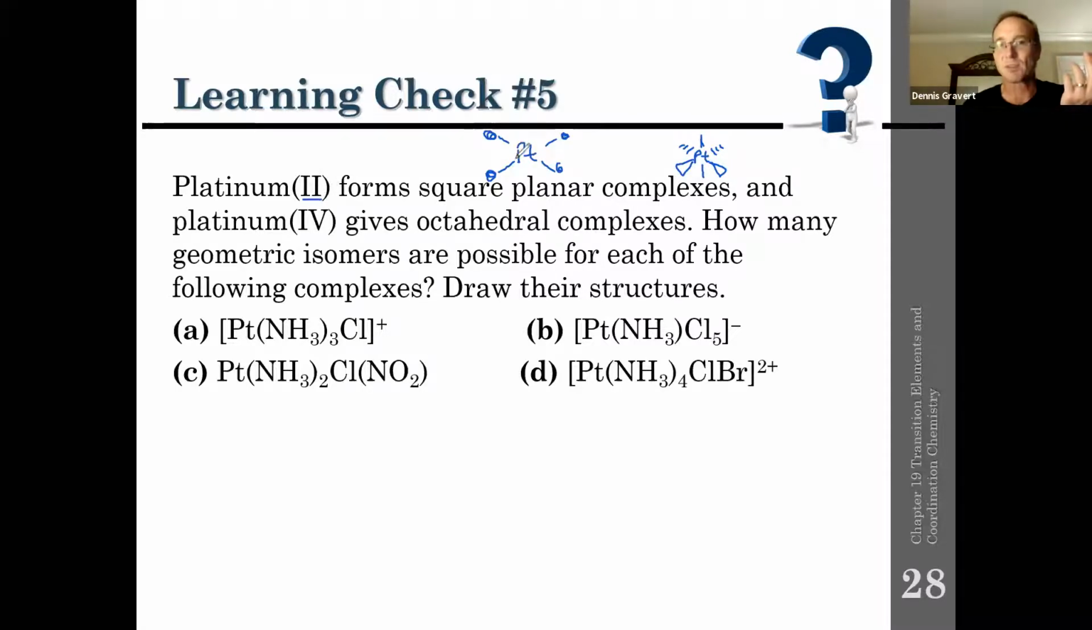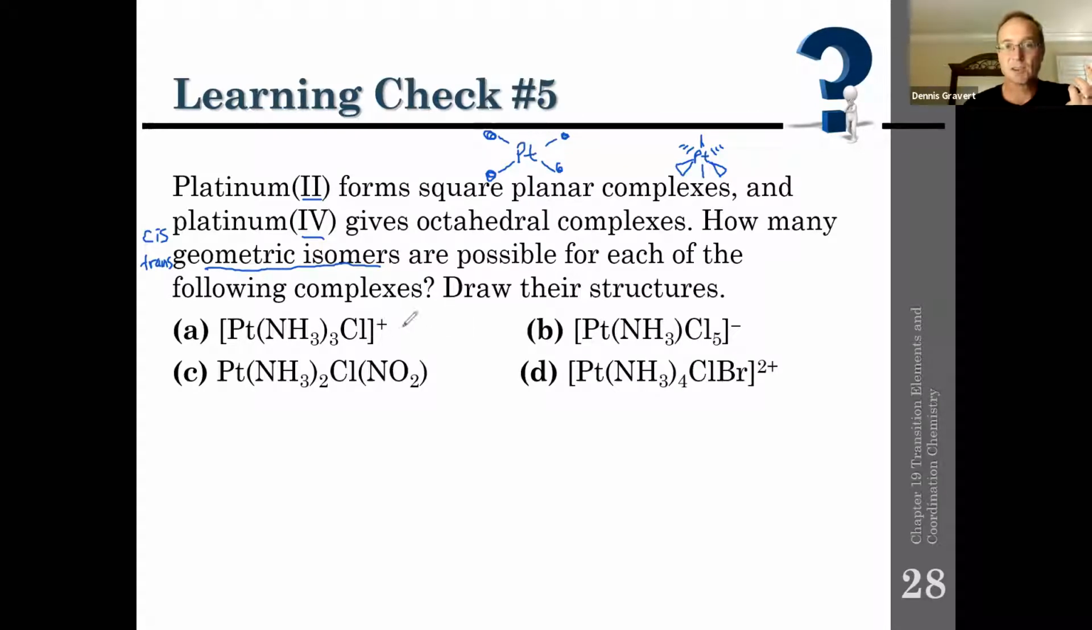What's kind of cool is you're told, you don't have to memorize this, that if it's a +2 platinum, it's square planar. If it's a +4 platinum, it's going to be octahedral. All right, that's a good clue. How many geometric isomers? Okay, so geometric means cis and trans. Why don't you think about A and B? Pause the video.